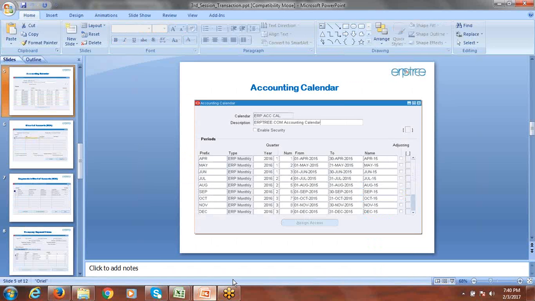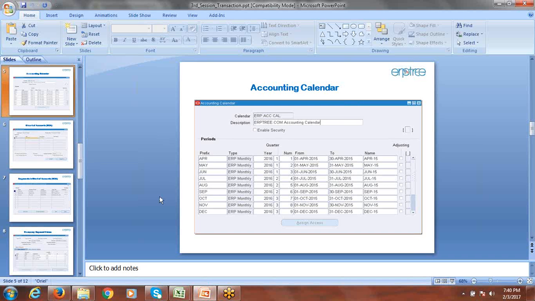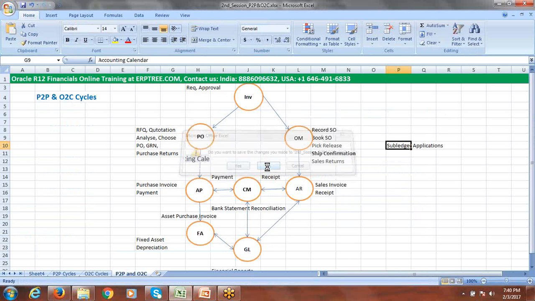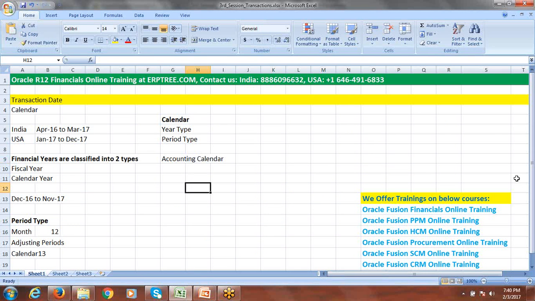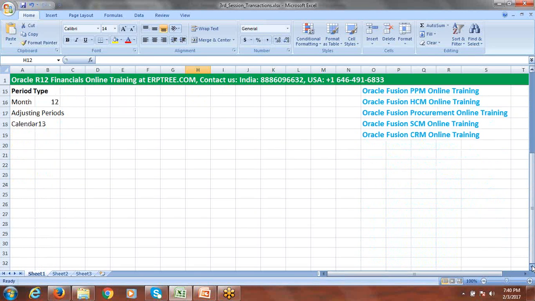How does the accounting calendar look? This is a sample accounting calendar. That's all. Hope it is clear to everyone.